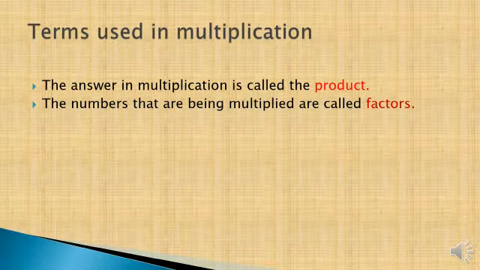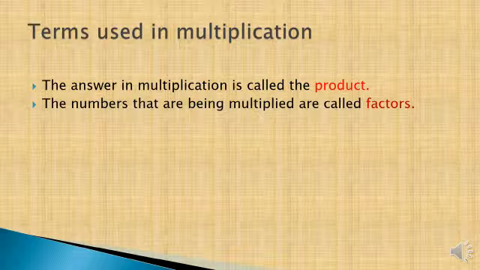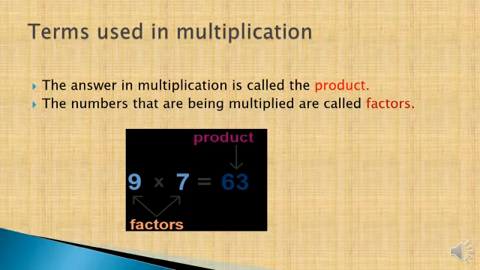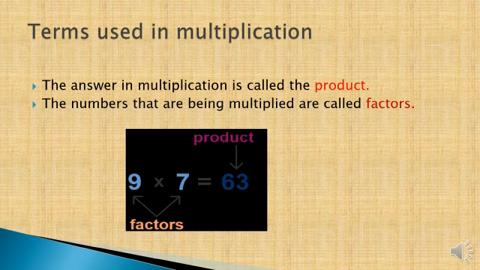Now let us see what are the terms used in multiplication. The answer in multiplication is called the product. The numbers that are being multiplied are called factors. Here 9 and 7 are factors and 63 is the product.